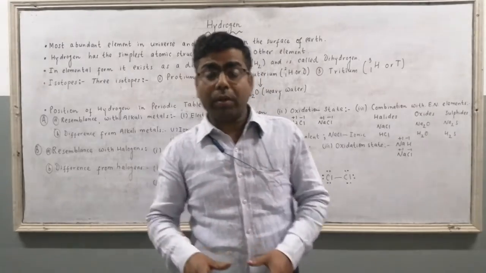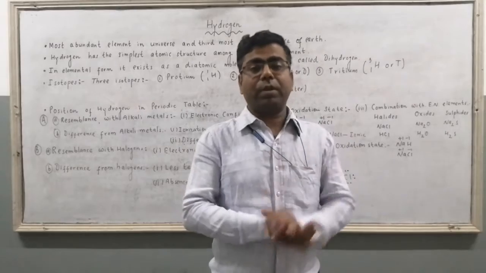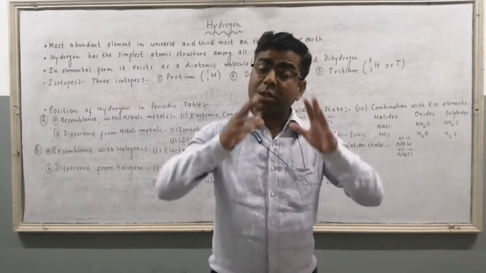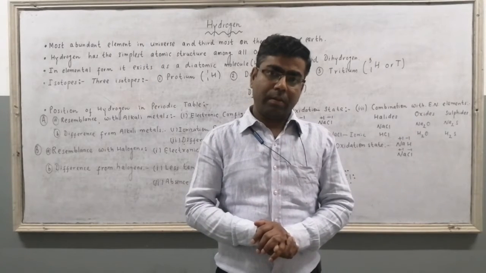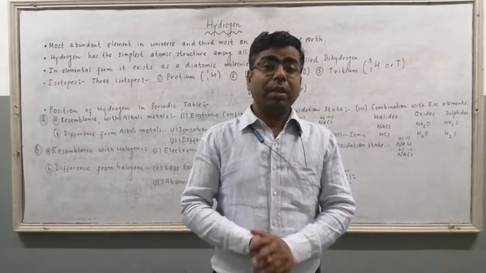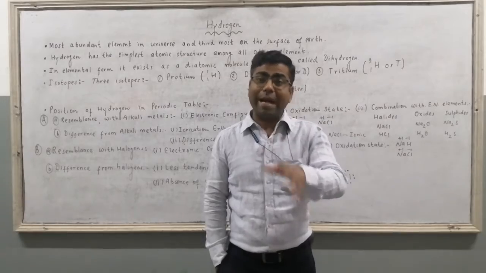If we talk about the ionization potential of alkali metals and hydrogen, then the ionization potential of hydrogen is much higher than alkali metals, because all the alkali metals are electropositive in nature. They have an electron losing tendency, that's why they are called electropositive elements.